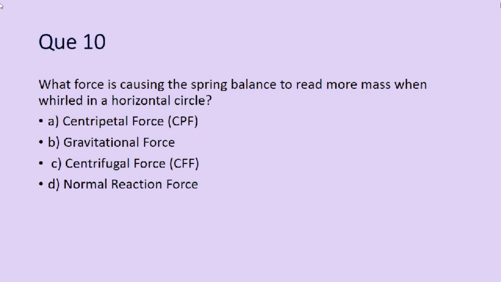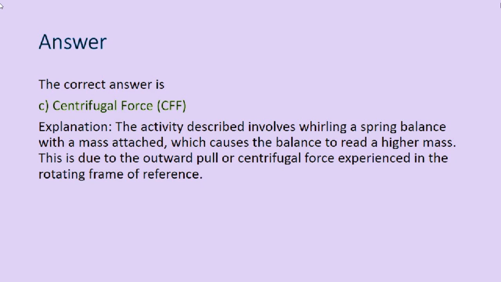Question number 10. What force is causing the spring balance to read more mass when whirled in a horizontal circle? Option A, centripetal force. Option B, gravitational force. Option C, centrifugal force. Or option D, normal reaction force. And the correct answer is option C, centrifugal force.